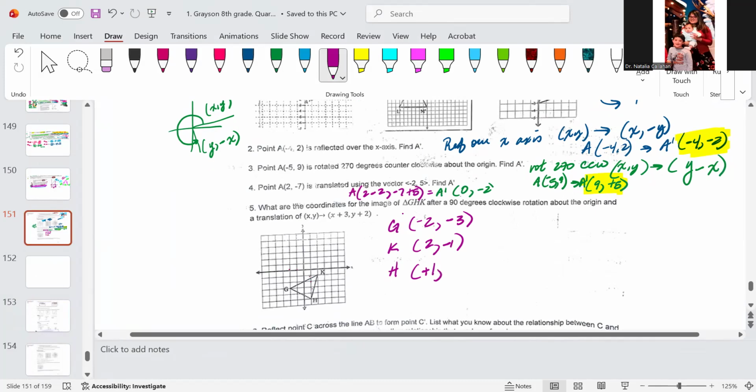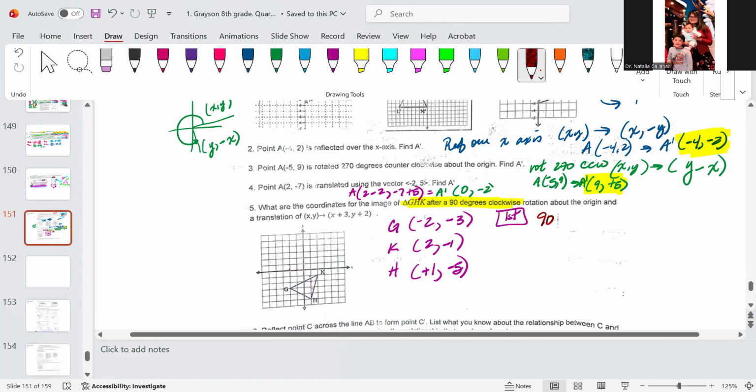One, two, 4, 5. 4, you got 0 and negative, okay. Yeah. So, for 5, these are the coordinates for GKH, correct? 90 degrees clockwise rotation. So, first translation, this is the first one, right?